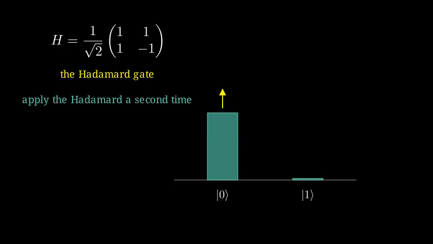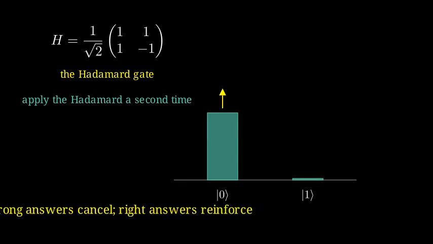The wrong answer canceled, the right answer reinforced. That is the entire game. Every quantum algorithm you will ever meet is an elaborate arrangement of exactly this one move.